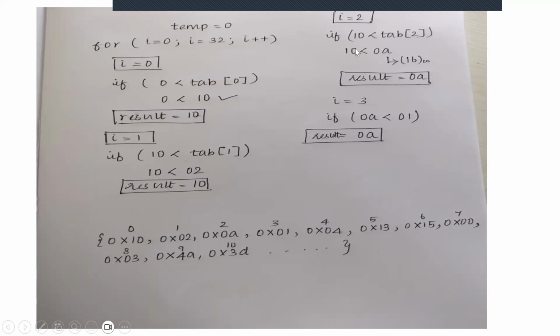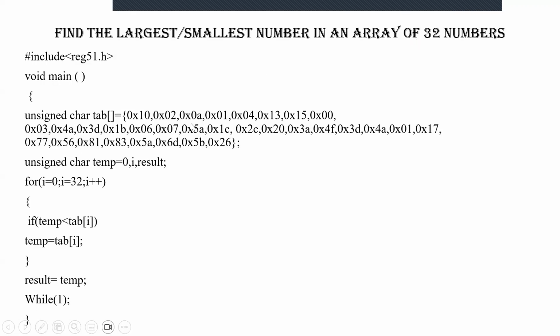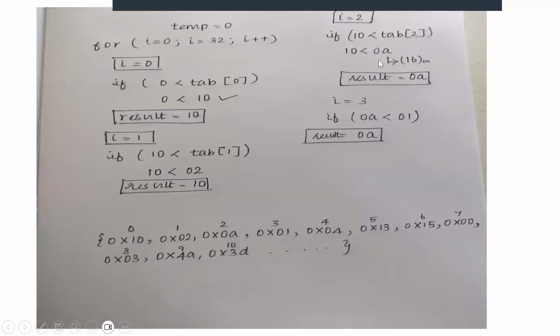When you go to iteration 2, i is equal to 2. So 10 is lesser than tab of 2. What is the third value? That is the second value, 0, 1, 2. See, it is 0x0a. Now 0a is nothing but the value 16? No, 0x10 is 16. So now 10 is lesser than 16. Yes. So now what happens? This is greater, so it is transferred to the result. Now the result is replaced. The temporary value will be replaced by 0a, where it is stored in the result as 0a.